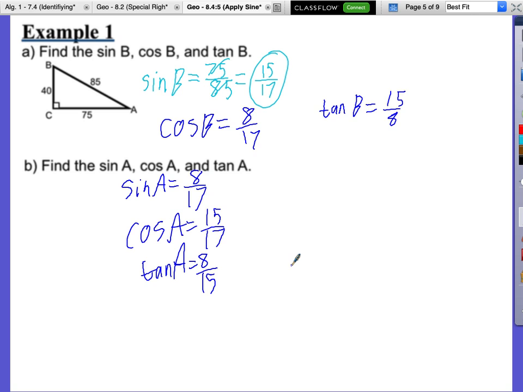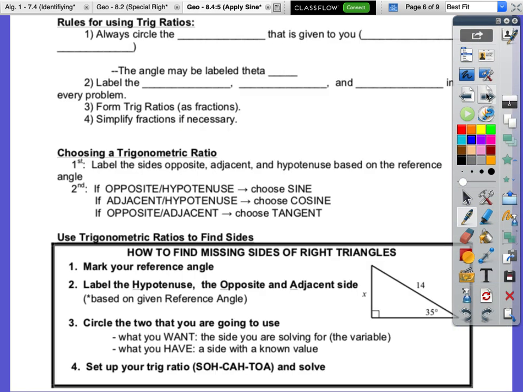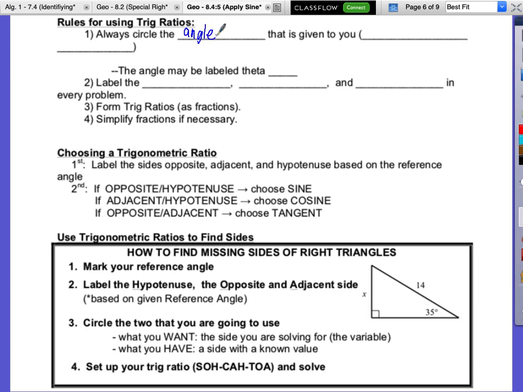Alright. Go to the next page. Okay. What we're going to do when we use trig ratios is circle the angle that is given to you. We're going to be given an angle to go off of, like last time we were told to go off of angle B, then we said go off of angle A. We can call that our reference angle.